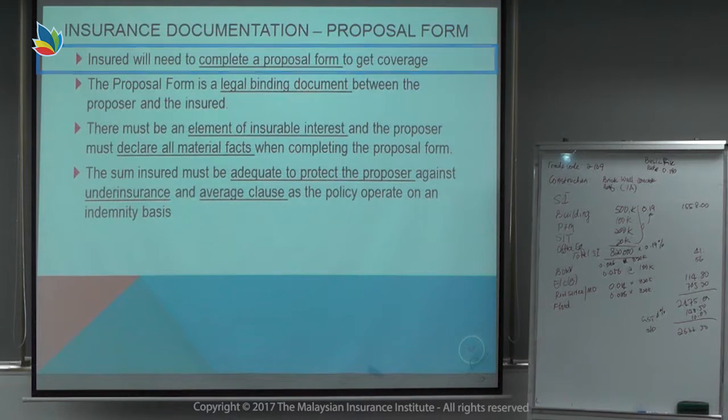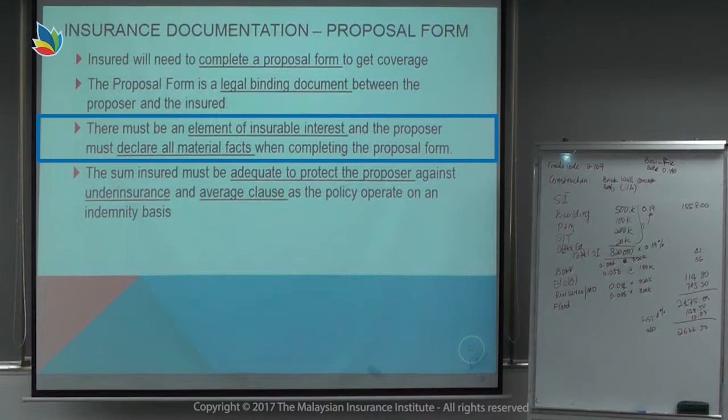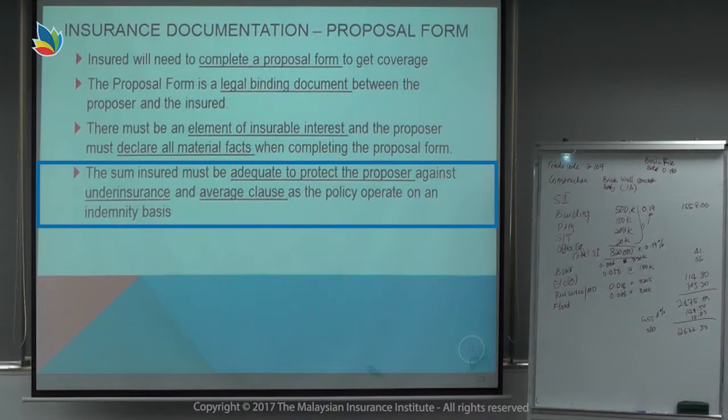When the insured submits the proposal form to an insurer, that proposal form is part and parcel of a legally binding document between the proposer and the insurer. In order for the contract to be valid, there are certain criteria to comply with. Number one, the insured must have insurable interest. Number two, the insured is supposed to declare all the material facts. You must ensure that the sum insured is adequate, otherwise you will be penalized by underinsurance, or the average clause may apply.